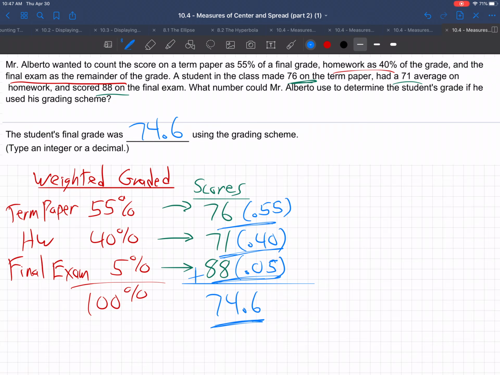See how it came out a little below the 76 because the 71 pulled it down. The 88 pulled it back up a little bit, but that's only 5% of the grade. So the 88 did not have the biggest effect. It was mainly the 76 and the 71. That's why it came out 74.6. The weights had an effect on that.